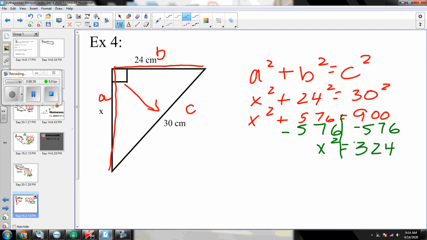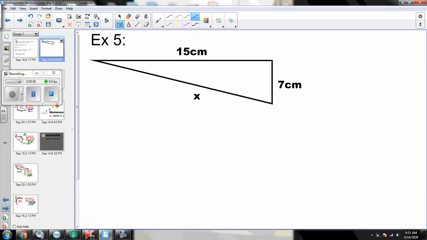But that's not what x is, that's what x to the second power is. So now I need to take the square root. I need to do the opposite of squaring a number, which is taking the square root. So I'm going to take the square root of 324, and it turns out to be a whole number. It's exactly 18 centimeters, which this side right here would be 18 centimeters. So the Pythagorean theorem is used to find the missing side of a right triangle.